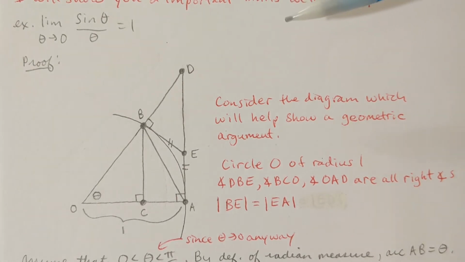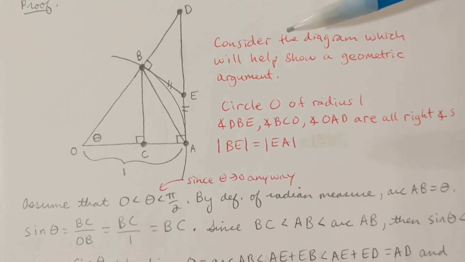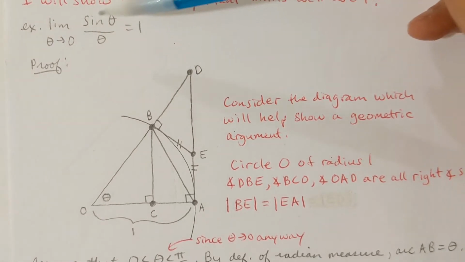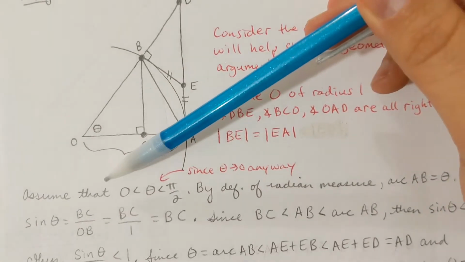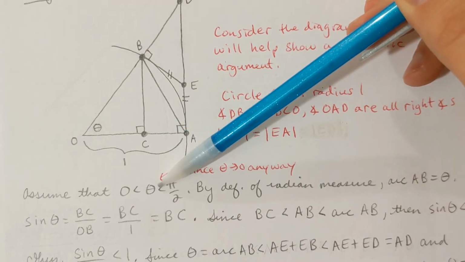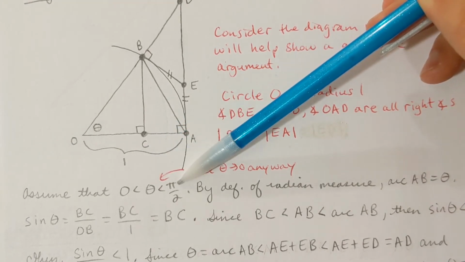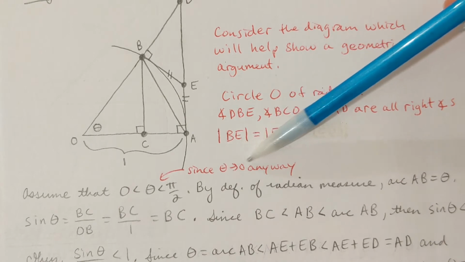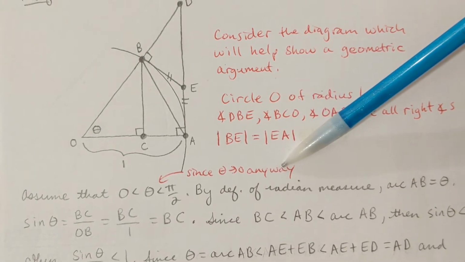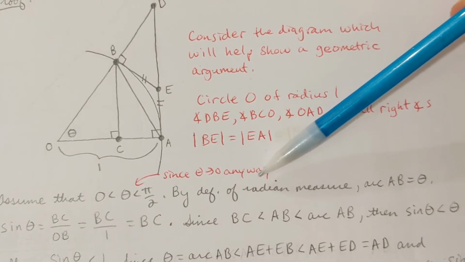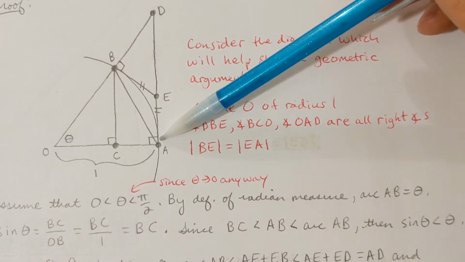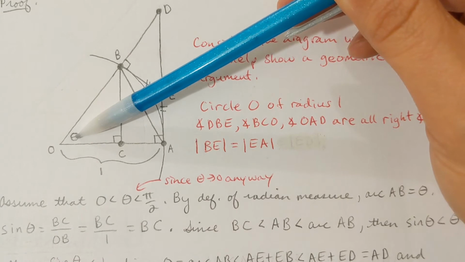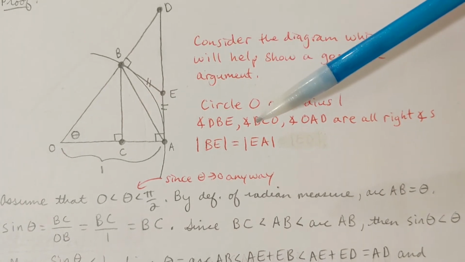Okay. So in the proof, now theta is approaching 0. Okay. Let's assume that theta is an angle between 0 and pi over 2. That's okay since theta is approaching 0 anyway. Now, by definition of radian measure, arc AB is going to be whatever the measure of angle theta happens to be there.